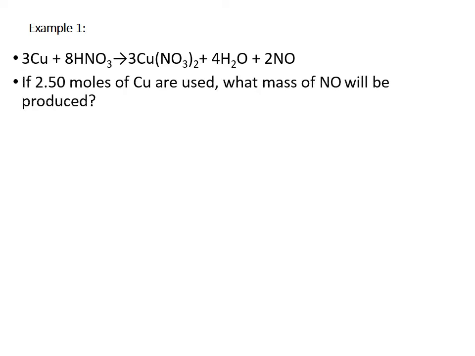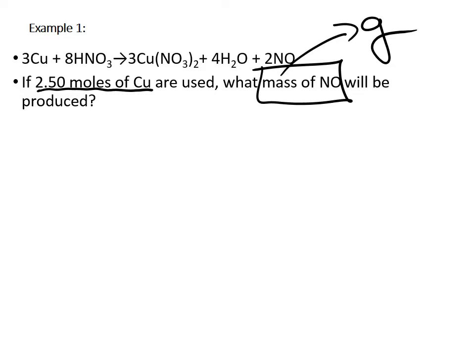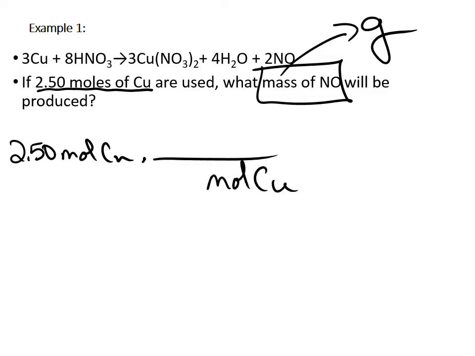Let's do our first example. The first thing is you have to have a balanced equation, and then always start with what you know and go to what you're looking for. Now I want to point out, if it says mass, that's grams. Okay, mass and grams are the same thing. So the first step is start with what you know: 2.50 moles of Cu. And that's on top, so it has to go on bottom.